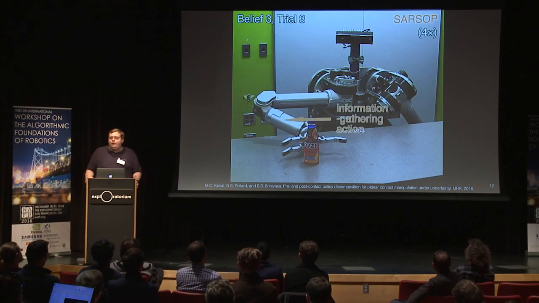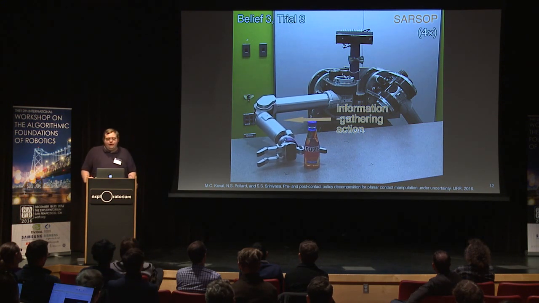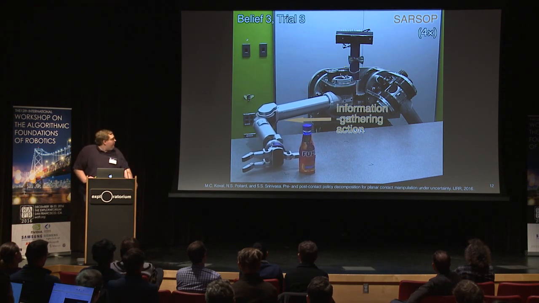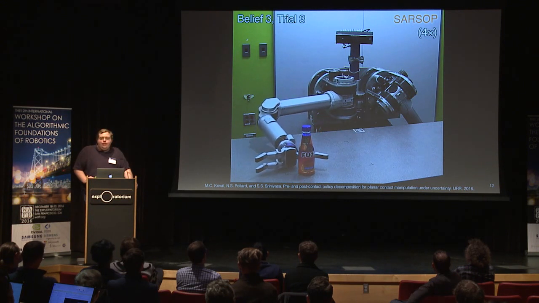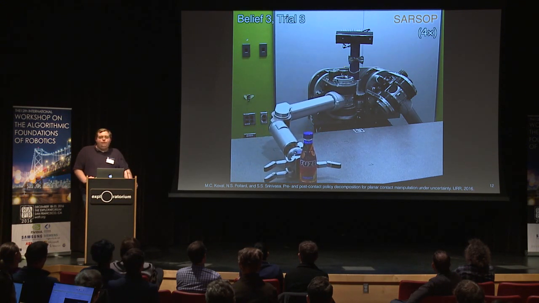In the past, we've successfully used this type of POMDP framework to generate the type of information gathering action I showed you before. Here's an example from an IJRR paper last year, where the robot, just given the fact that it needs to center the bottle in the hand, does synthesize this action where it forces into contact with the fingertip.